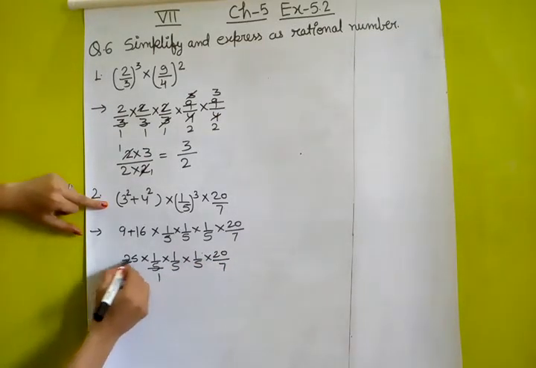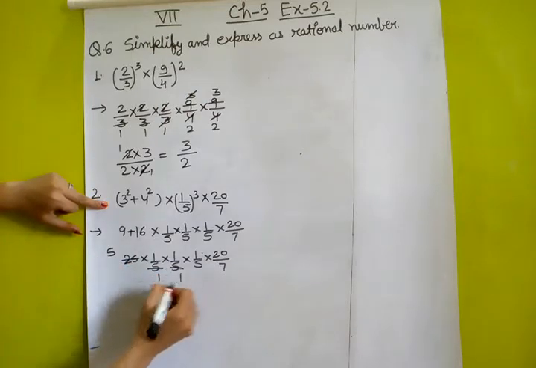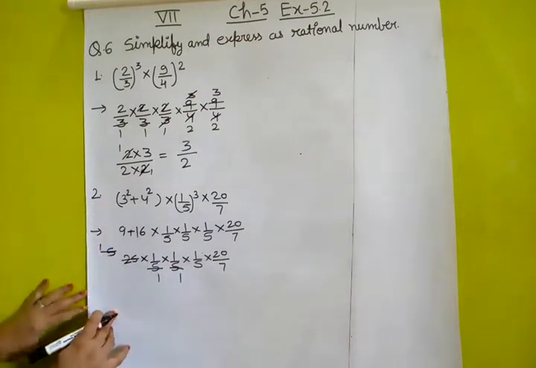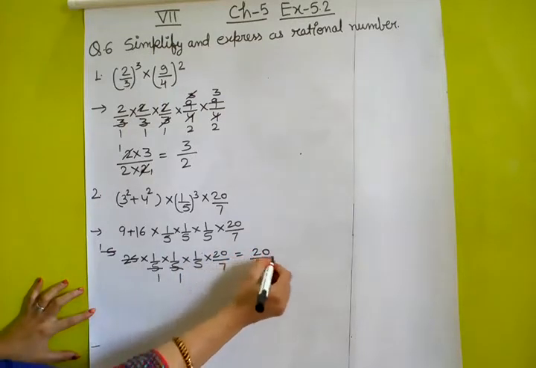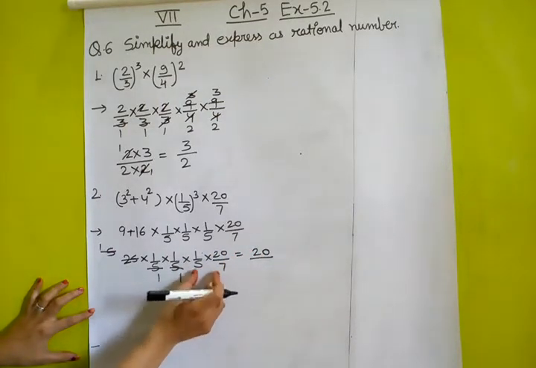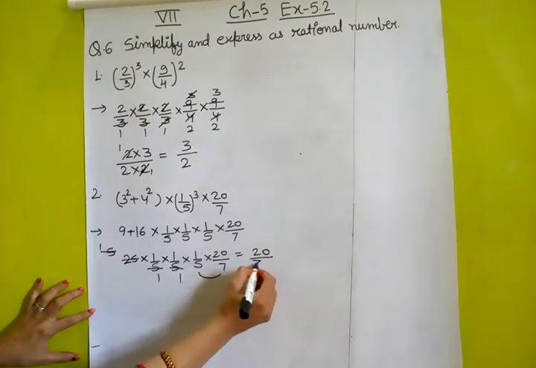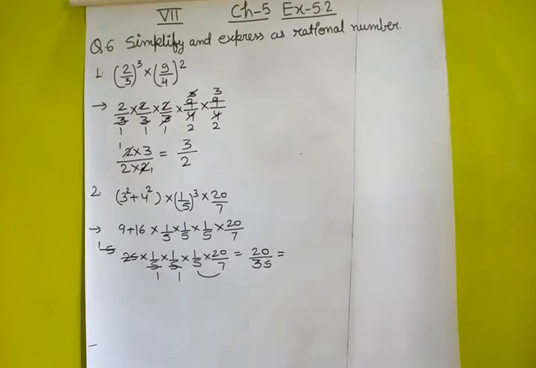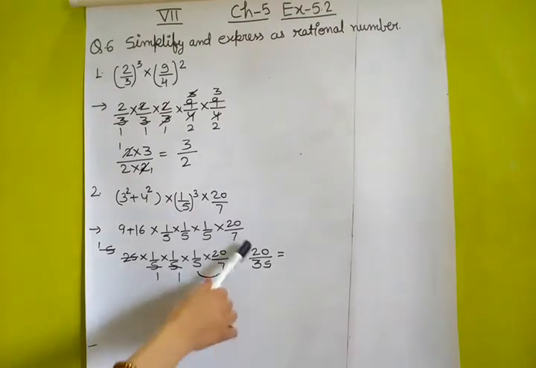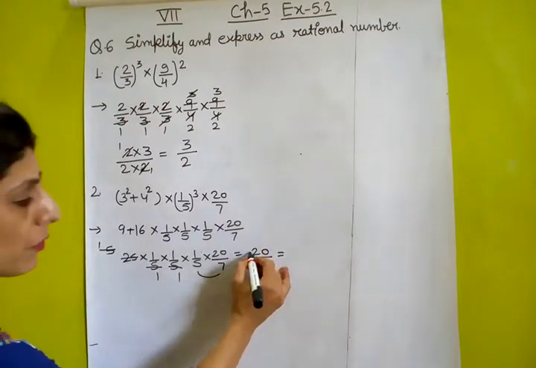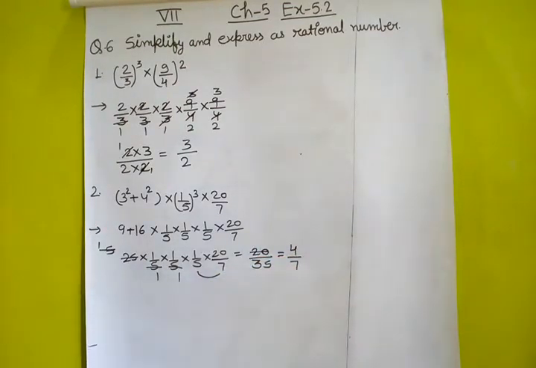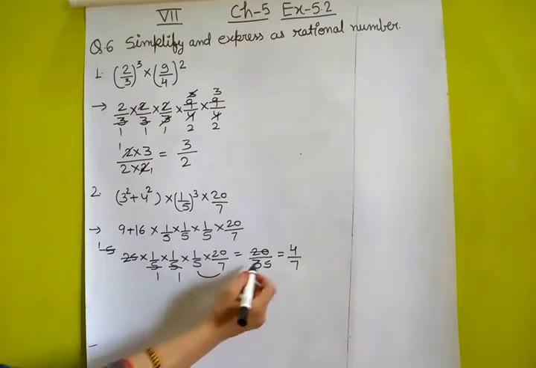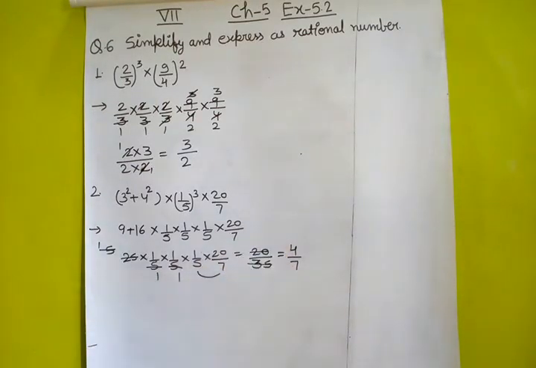Now 5 ones are 5, 5 fives are 25, again 5 ones are 5 and 5 ones are 5. Upside students, what is coming? 20, and downside 5 multiply by 7. 5 sevens are 35. So 20 upon 35 students will be your answer. This 20 upon 35 students you can cut by 5. 5 fours are 20 and 5 sevens are 35. So when you cut, your answer will be 4 upon 7.